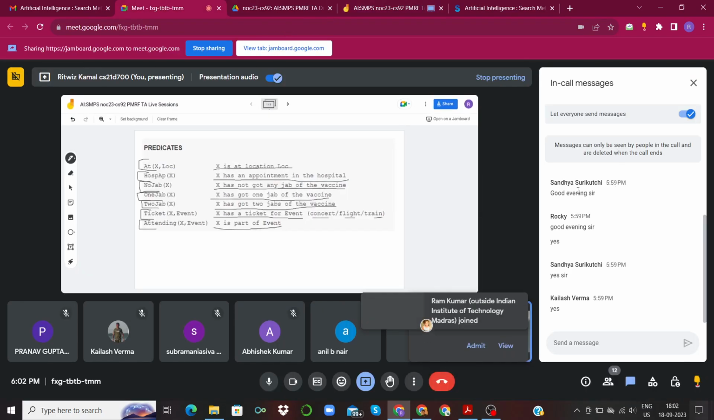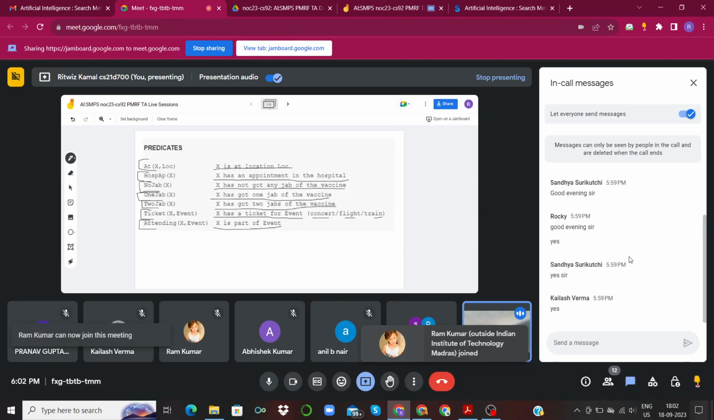Okay, so are the predicates clear? Any confusion about what the predicates imply? Okay, that's great if there's no confusion.